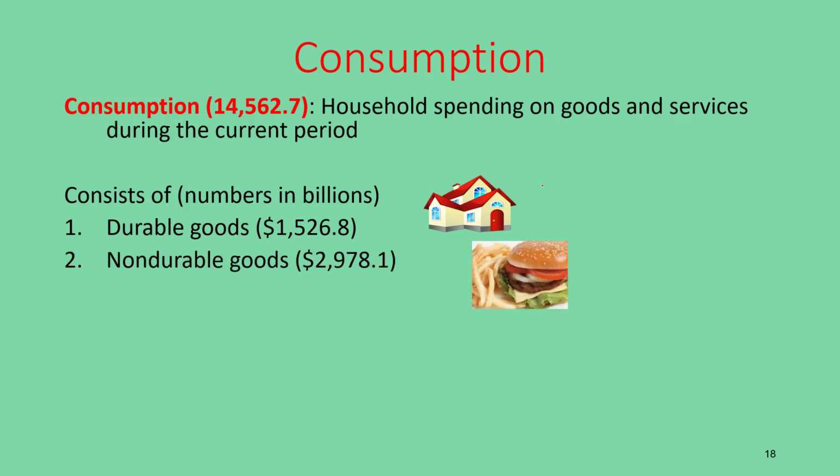Non-durable goods are goods that you tend to consume in a short period of time. Food would be an example of a non-durable good. You consume it once and it's gone. It's not something that you continue to consume for years at a time. Other examples of non-durable goods might be things like trash bags, toothpaste, or a toothbrush, things that you consume for a short period of time.